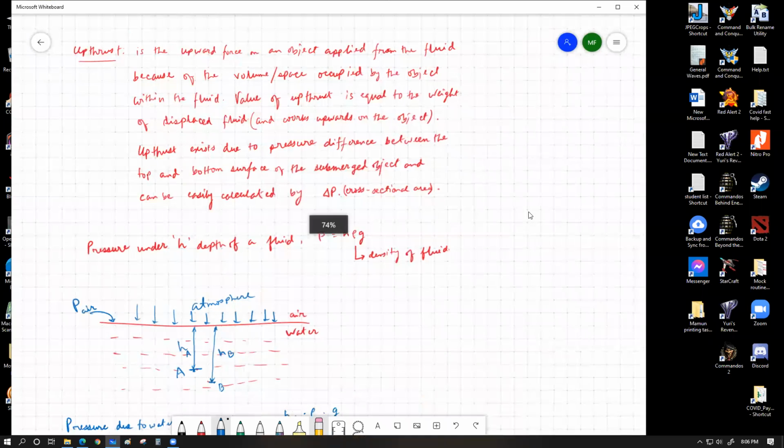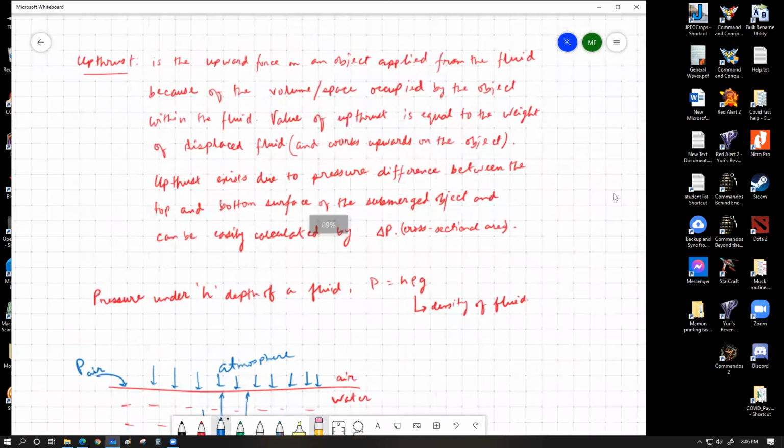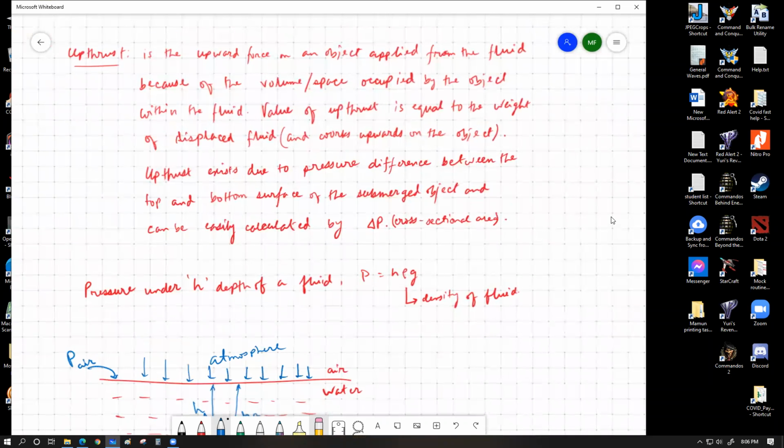Let me just go by the writing part by part. Upthrust is defined as the upward force of an object applied from within the liquid.